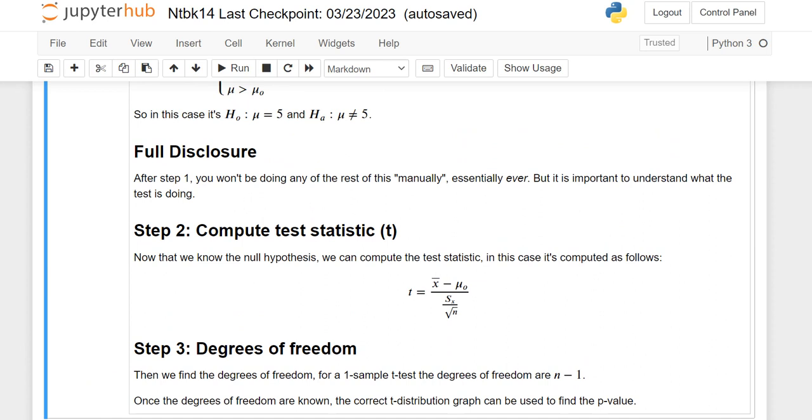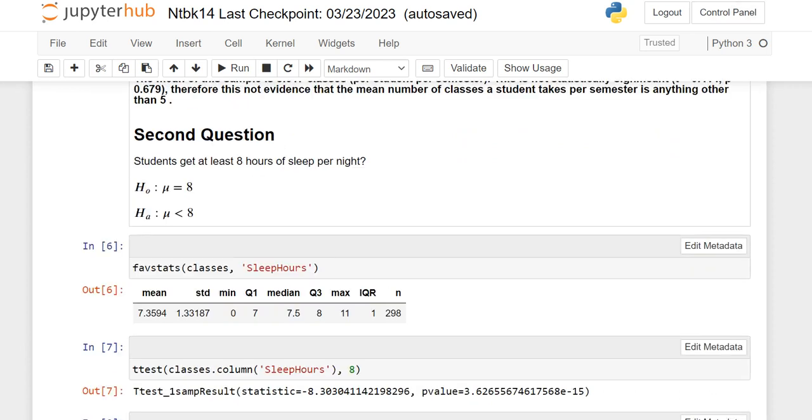Let me pause for just a moment and I'll get ready for the next example. So the second example is, do students, wait, I'm sorry. Yeah, wait, do students get at least 8 hours of sleep per night? Right, I'm sorry, that's the one we're doing.